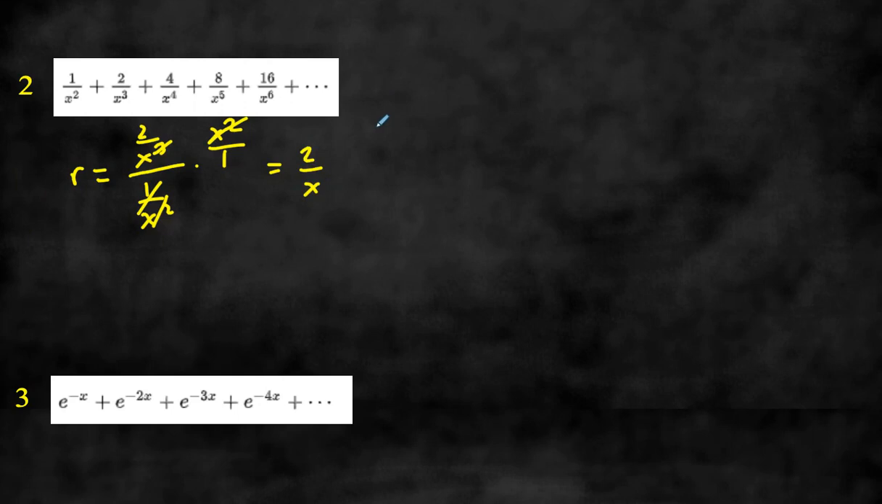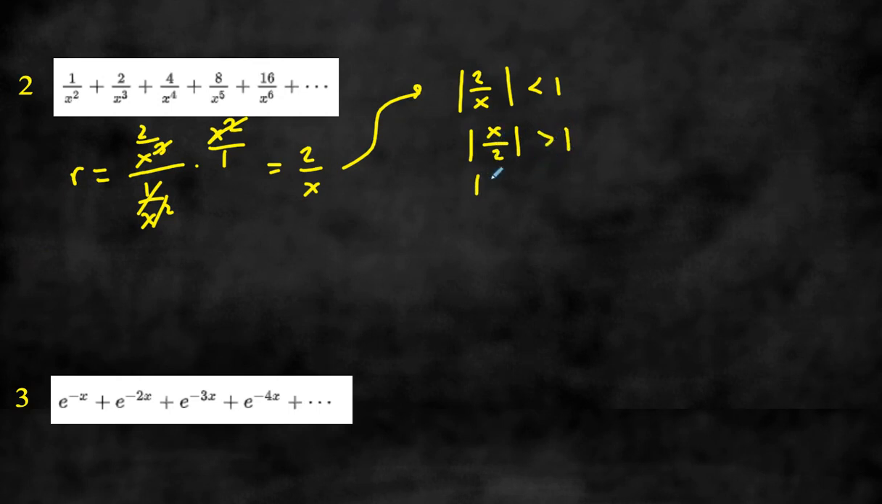Again, in order to determine when this is going to converge, we need the absolute value of 2 divided by x to be less than 1. If we take reciprocals of both sides here, we would say that the absolute value of x over 2 has to be not less than anymore, but now greater than, because we're taking reciprocals, greater than 1. Multiply both sides by 2. Absolute value of x greater than 2.